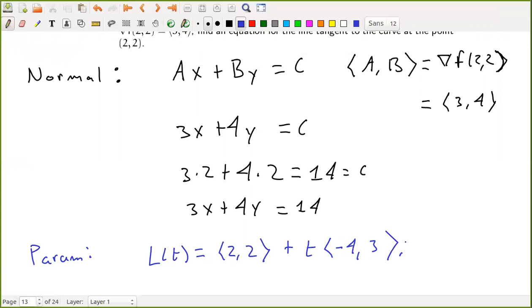When we're given a curve in R2, and we want to find an equation, either a parameterization or a normal equation, we find the gradient, and then depending on which type of equation we want, we just do ax plus by equals c, or if it's the parameterization, it's a point on the line plus t times any vector that is perpendicular to the gradient.